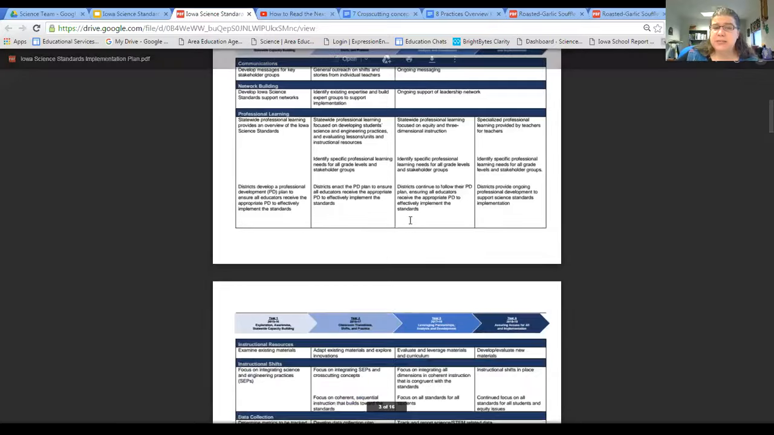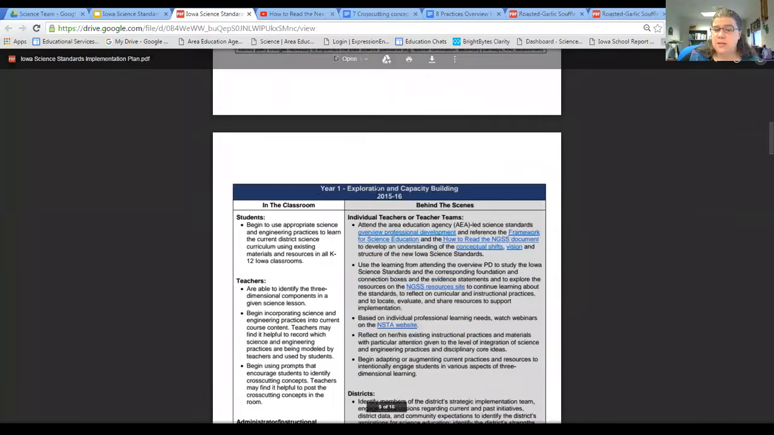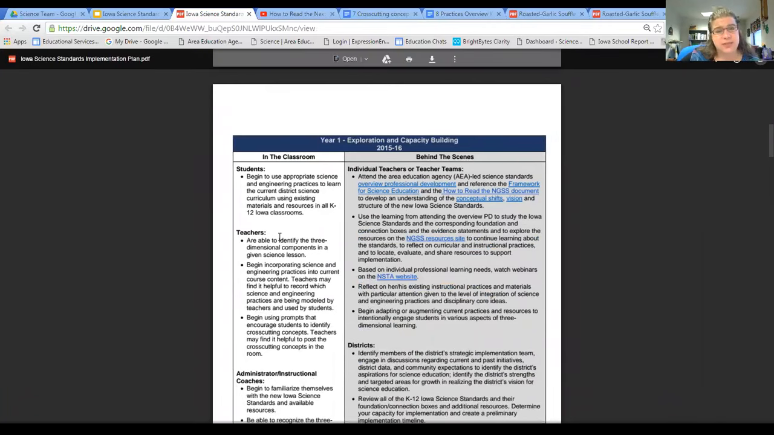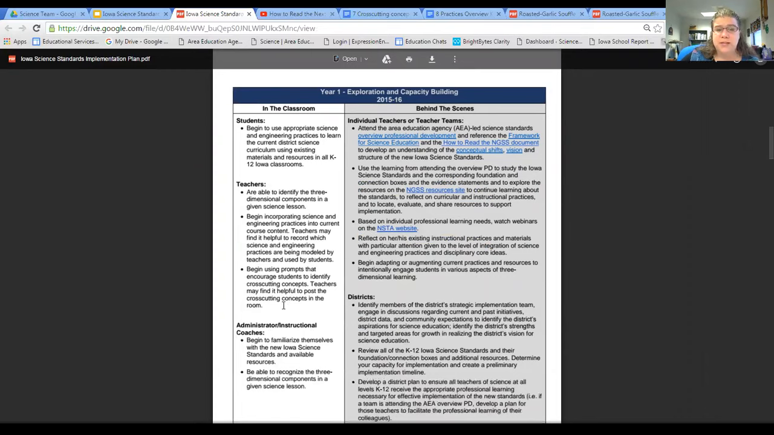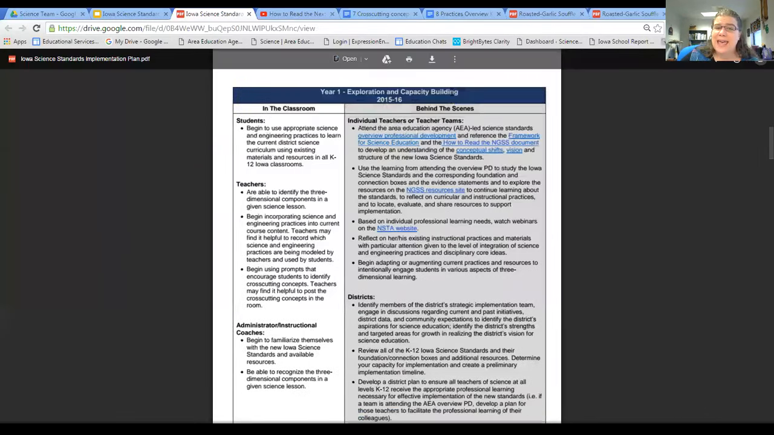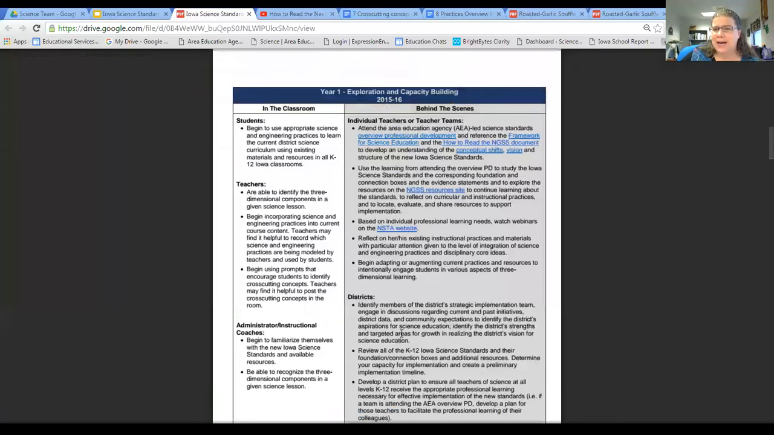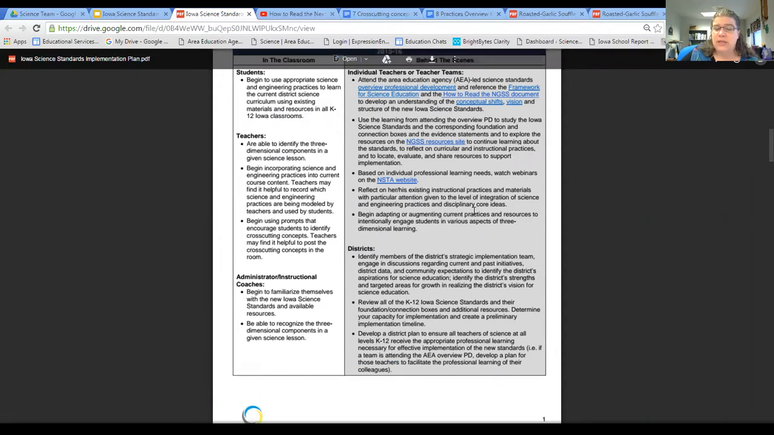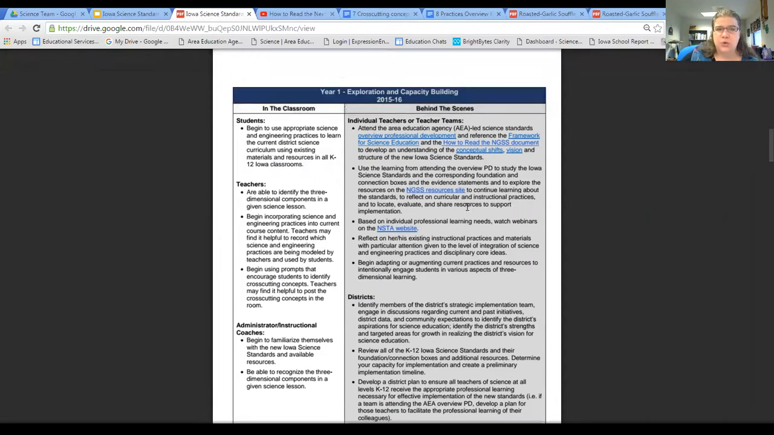This state implementation plan does give a year-by-year bulleted list, really, of what the students will be doing, what the teachers will be doing, what the instructional coaches or administrators will be doing, and what should be going on behind the scenes. So while these are things we might see in the classroom, what all needed to occur in order for this to happen? Again, it is filled with wonderful resources and live links that you can utilize in your transition.